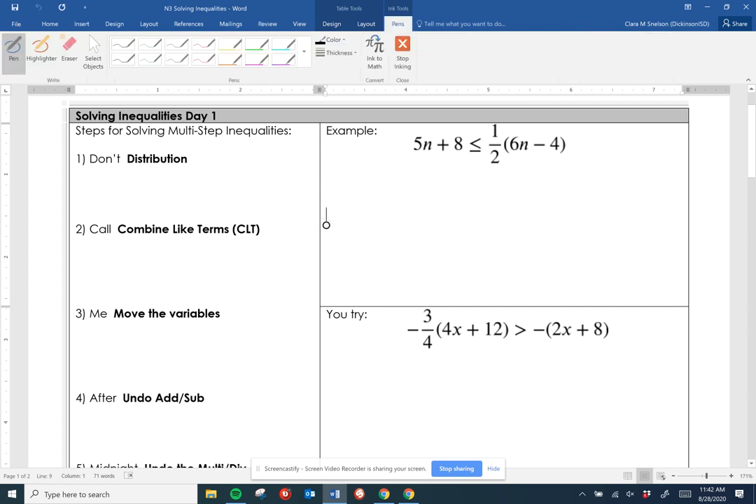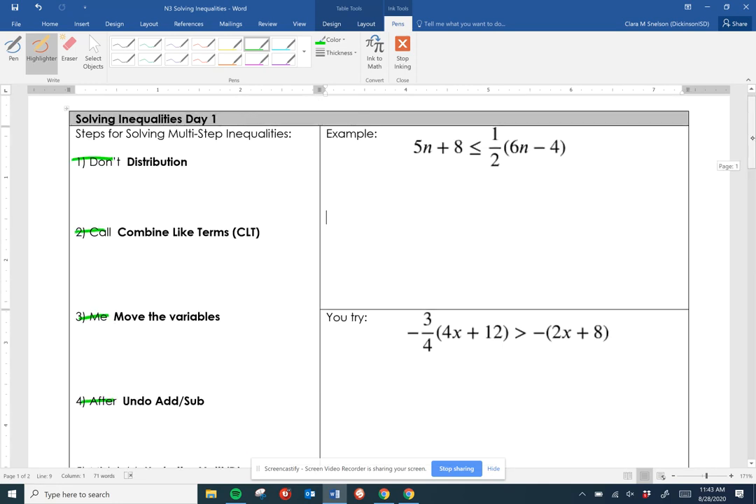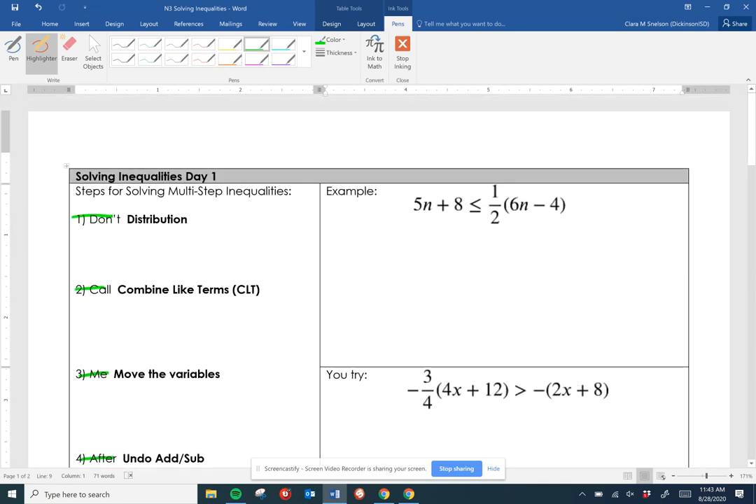Solve an inequality. So the first step, these should all look very familiar to you. They are going to be very, very similar to the steps for solving an equation. So we have our same reminder of all the steps, the little acronym that helps us remember what order to do everything. And if you remember, it's don't call me after, and then that last one down there is going to be midnight. So that's going to help us to remember all the steps that we need to do.